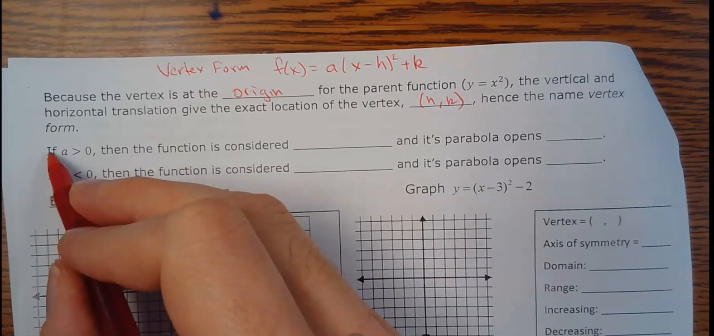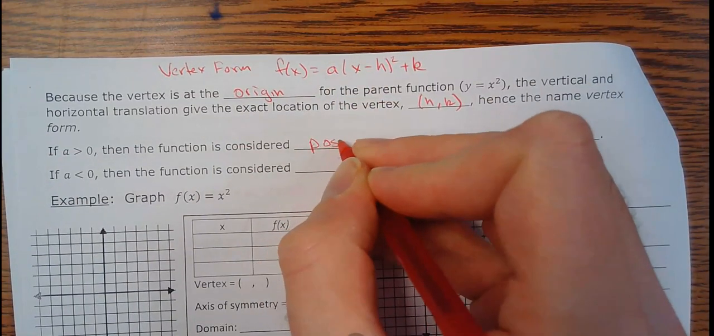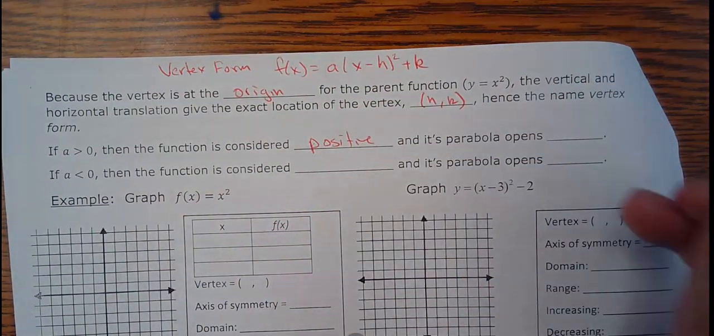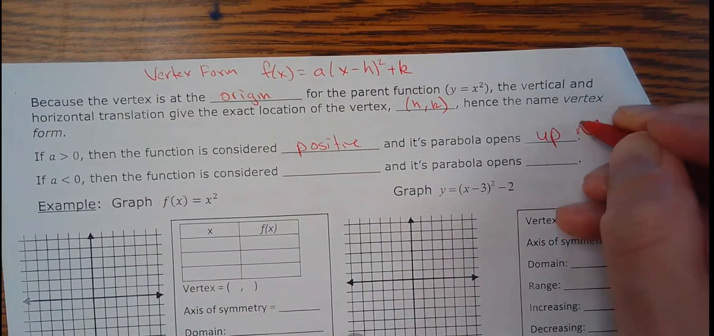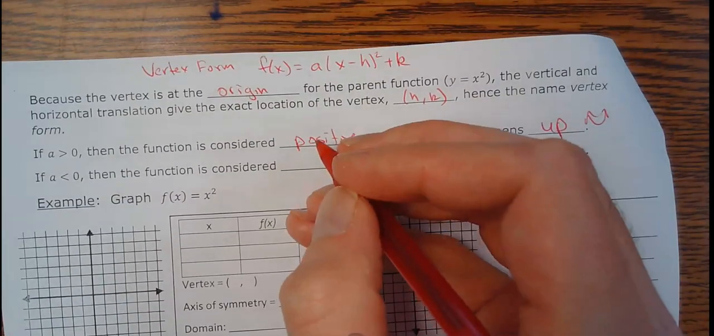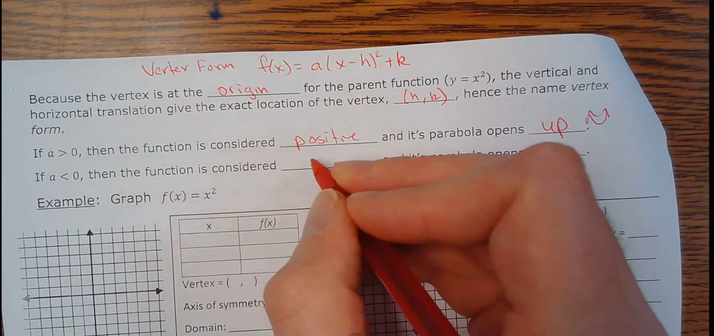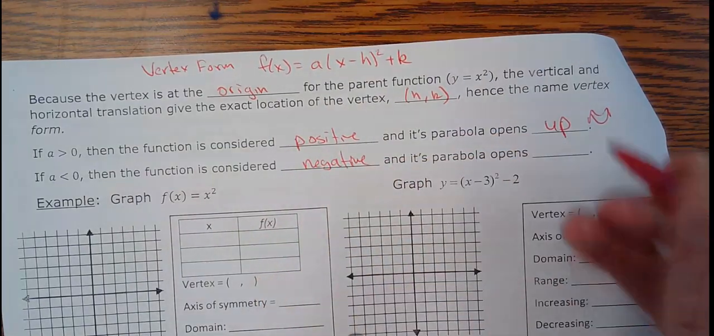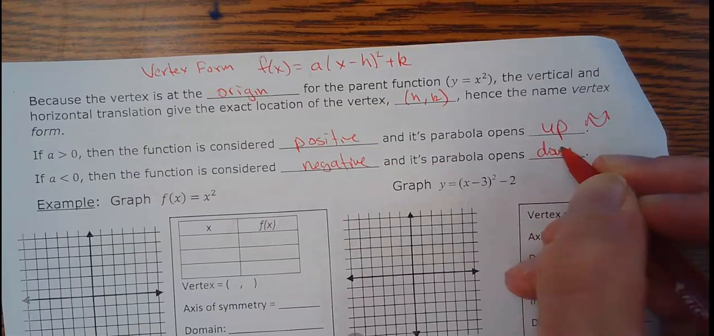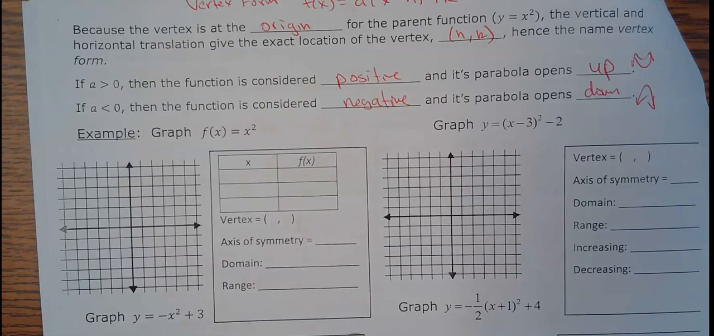Okay, so here, if A is larger than 0, so if that's a positive number, it's considered a positive parabola, and it opens up. It's kind of a smiley face. It's positive, it's happy. Whereas if this is less than 0, meaning it's negative, so if A is negative and there's a negative out front there, it's going to be a negative parabola, and it opens down. It's a negative person. It has a frowny face all the time. Kind of think of it that way.